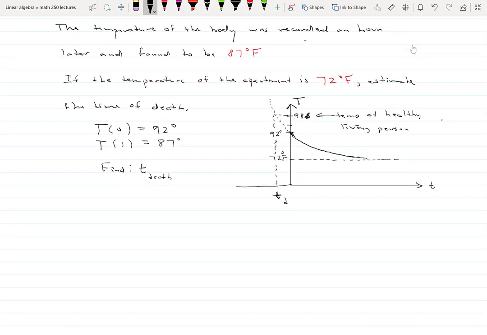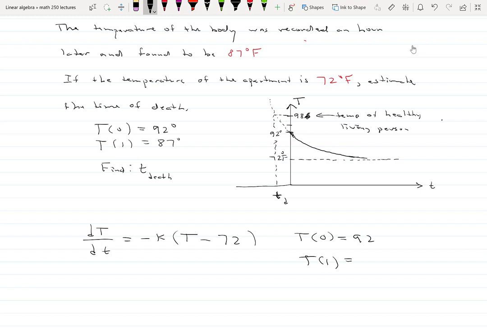Okay, so let's begin. Newton's law of cooling says that the rate of change of the temperature is directly proportional, so minus k times, directly proportional to the difference between the temperature of the object, T, and the temperature of the surrounding medium. The room is held fixed at 72 degrees. Okay, and we have two conditions on the temperature.